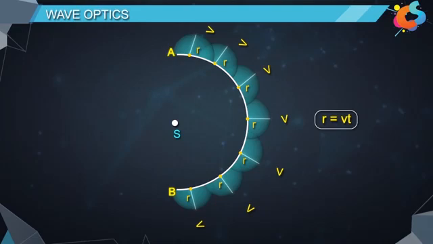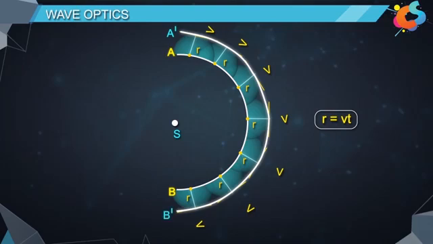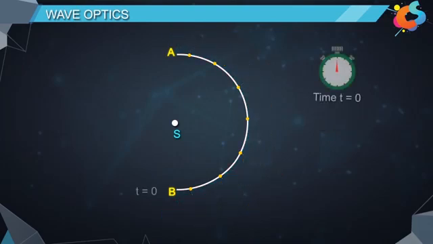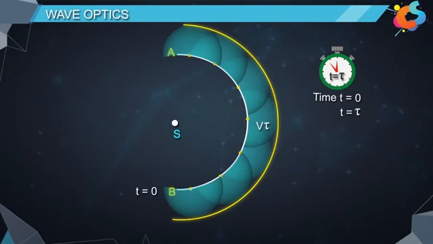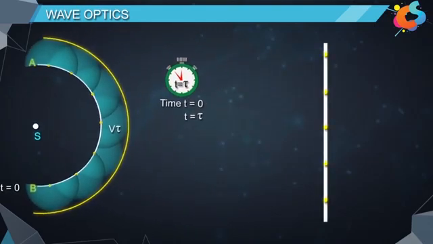Now, if we draw a tangent to all these waves, we will get the position of the new wavefront A dash B dash. When time t is equal to 0, the radius of secondary wavelets will be equal to 0. It represents the initial position of the wave. When time t is equal to tau, the radius of the secondary wavelets will be equal to v into tau, and this will be the new position of the wave. In a similar manner, we can determine the shape of the wavefront of a plane wave going through a medium in the forward direction.